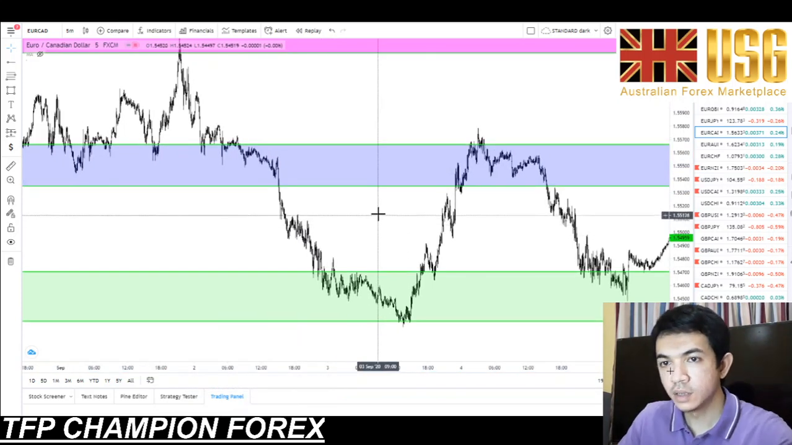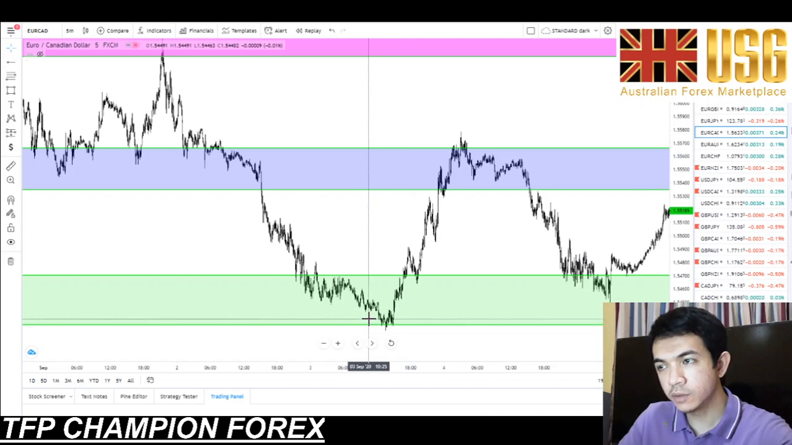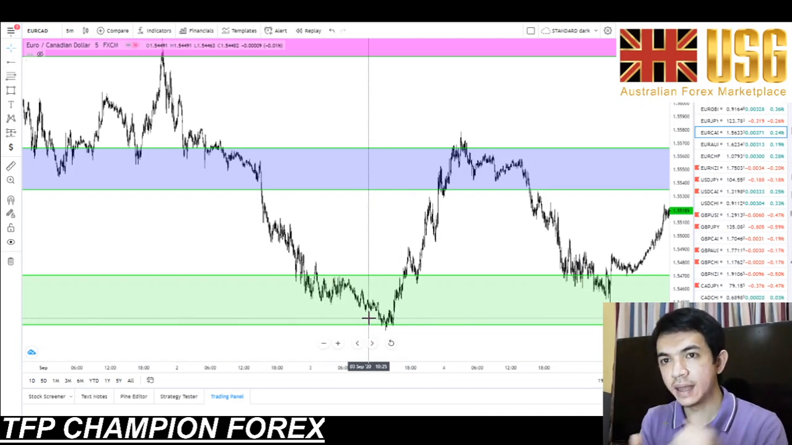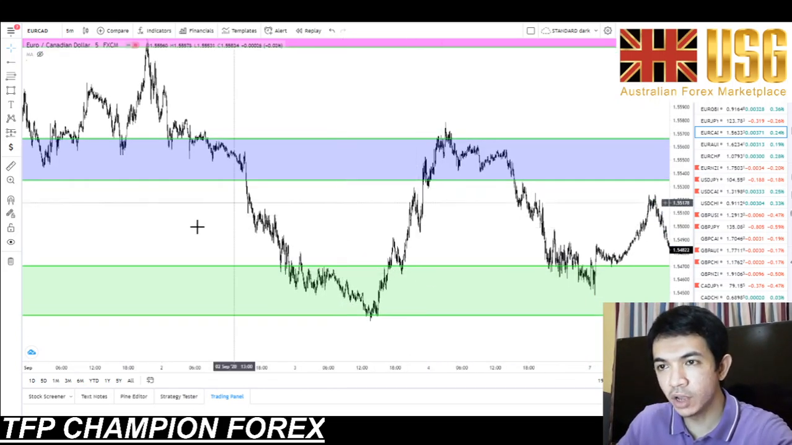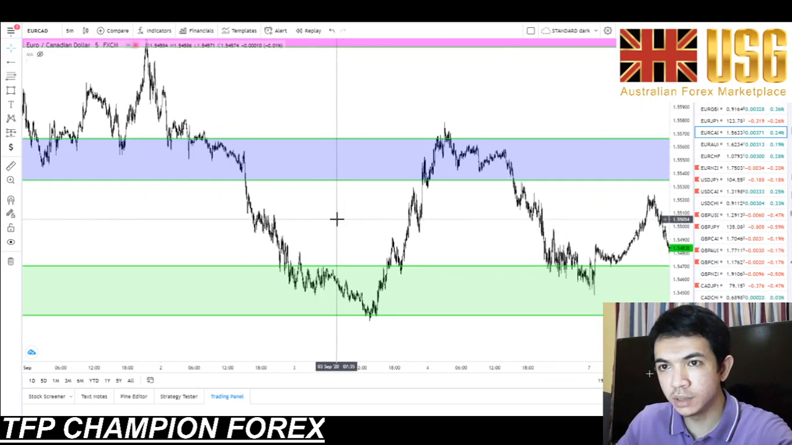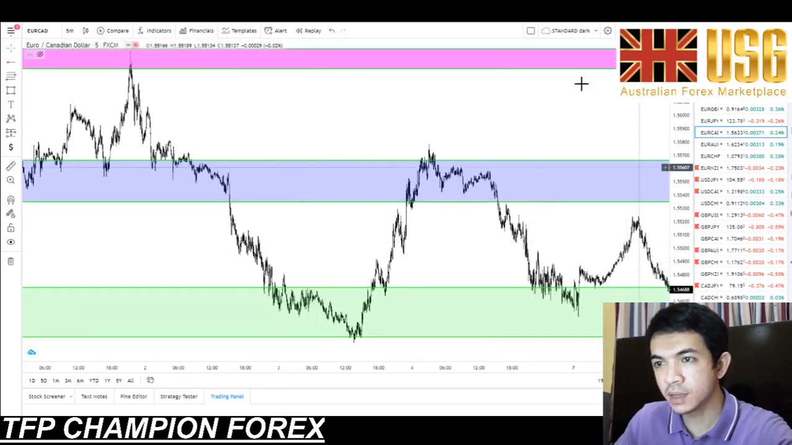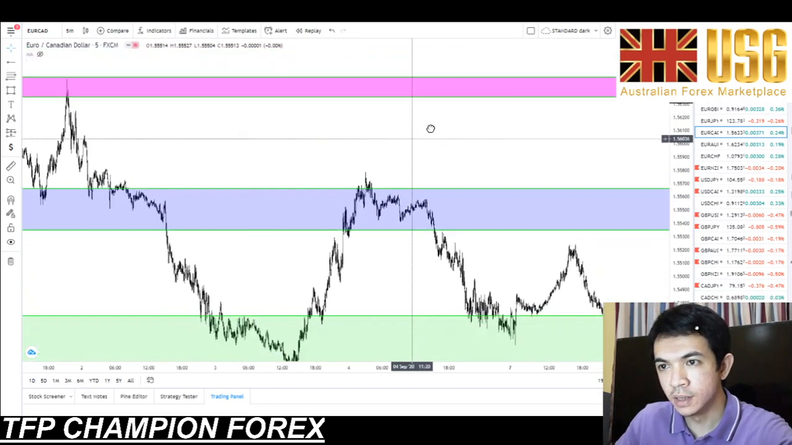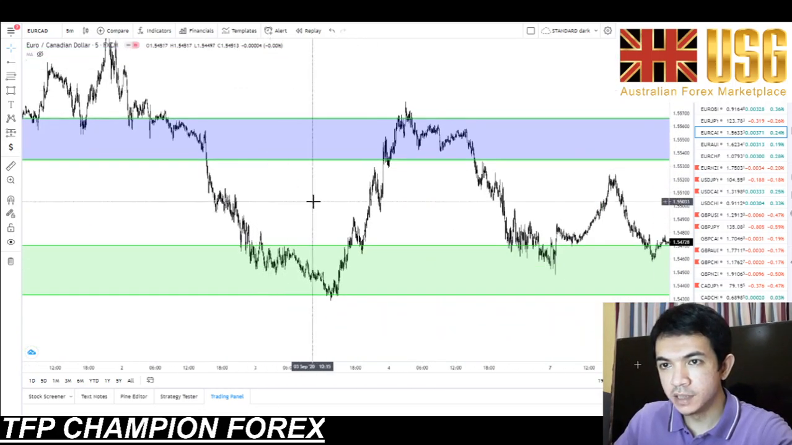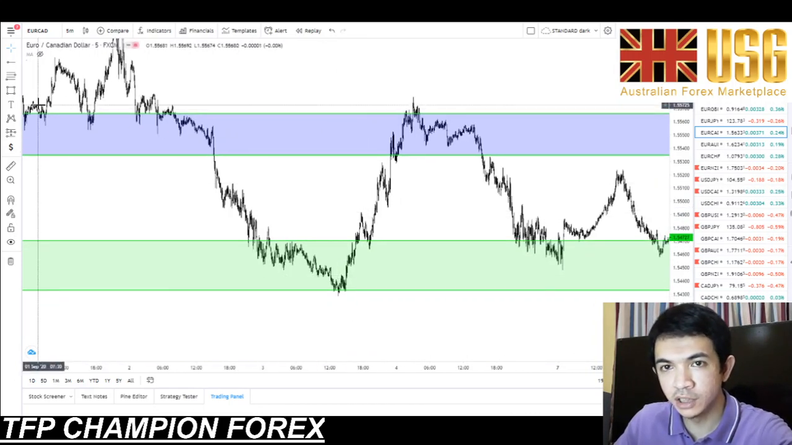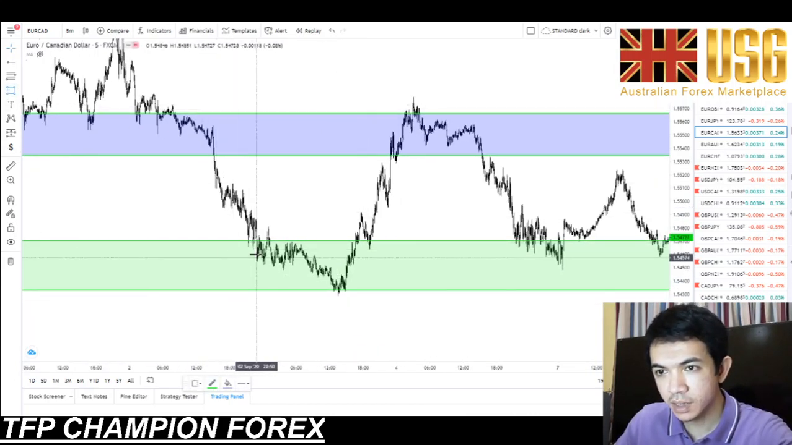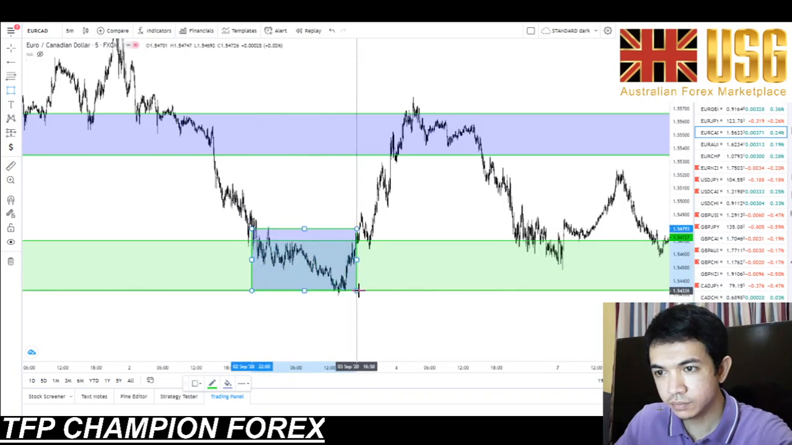Alright, so we have now marked our zones for support, resistance, and our 50% level. So basically, if we want to find an opportunity, you have to know where you are at the current zones that are marked. Let's say we want to buy this market. How can you find opportunities at this market? You have to look for a consolidation, and you have to wait for the break of this consolidation.